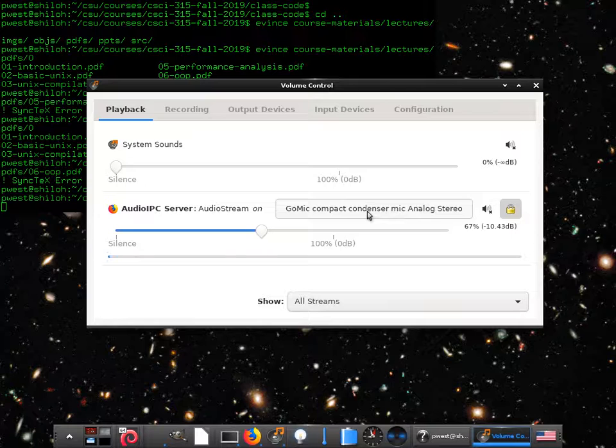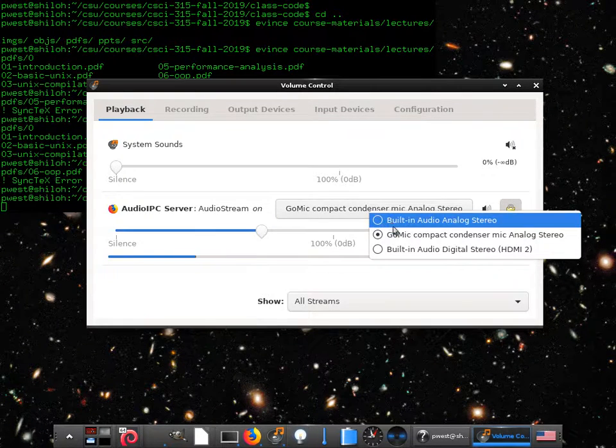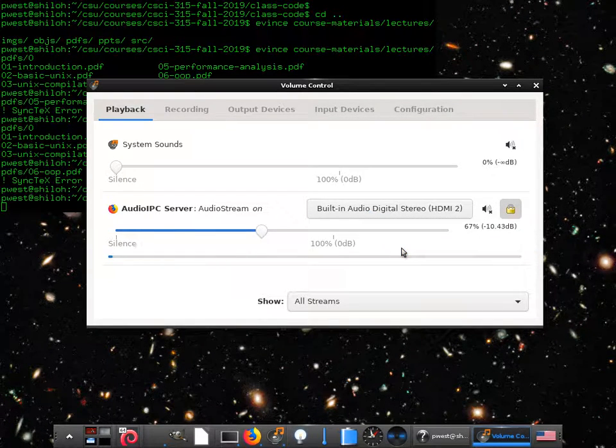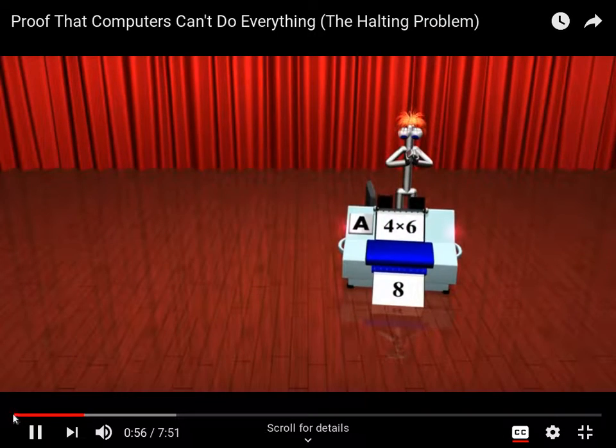Huh? That's this one. Let's play back. Prints the answer. Nice. It always prints the right answer. It always tells you the right answer.